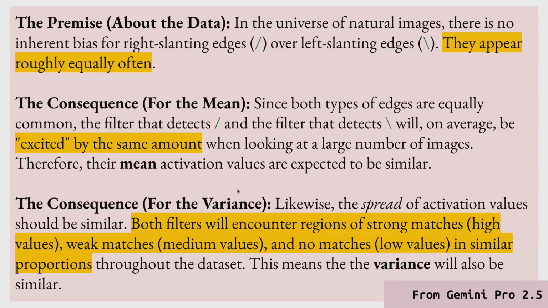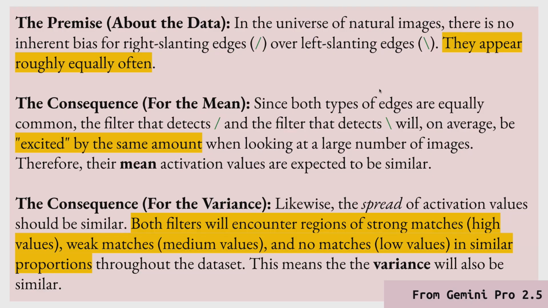So the consequence for the variance is that the spread of activation values should be similar. What does that mean? Both filters will encounter regions of strong matches, high values, weak matches, medium values, and no matches, low values, in similar proportions throughout the dataset. This means that the variance will also be similar. So it's just as likely that right slanting edges are sometimes appearing very sharply or very subdued or not at all, as left slanting edges are in the dataset.